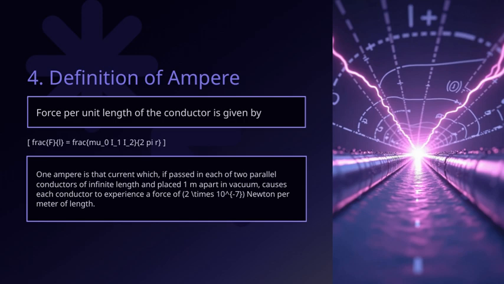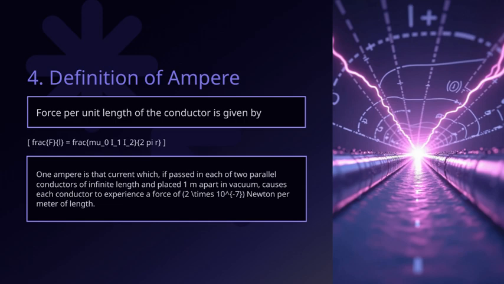The force per unit length between the conductors is given by this formula. F over L equals mu0 times I1 times I2 divided by 2 pi r. Mu0 is the magnetic constant, or permeability of free space. I1 and I2 are the currents in the conductors, and r is the distance between them. So, in essence, 1 ampere is the current that produces this specific force when the conductors are 1 meter apart.